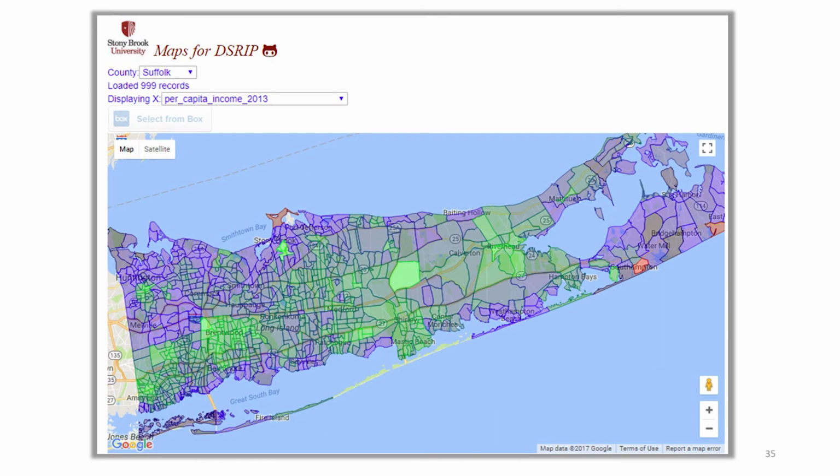And then this is the same map with different parameters. So we can look at per capita income. So we can highlight areas that have lower per capita income, and we can see where our patients come from and what are some of the challenges they might have in their healthcare delivery.